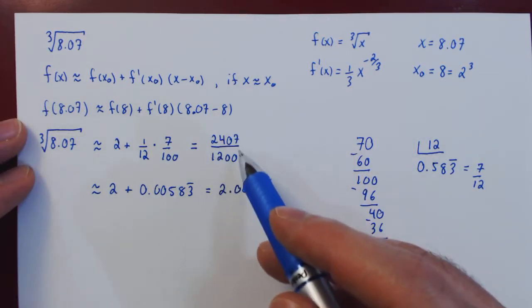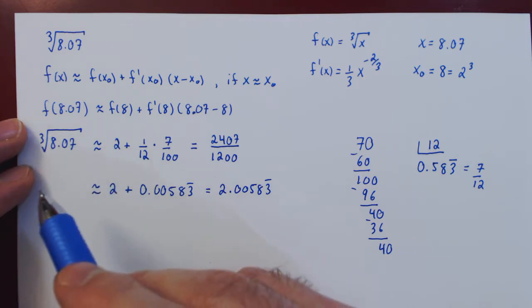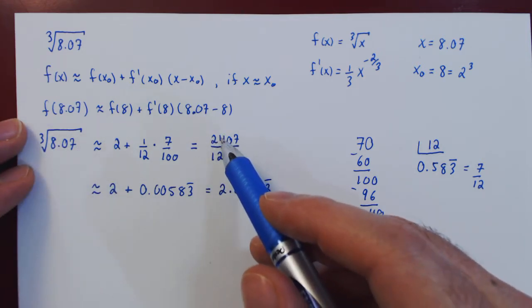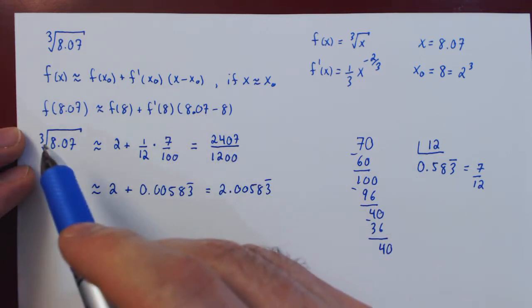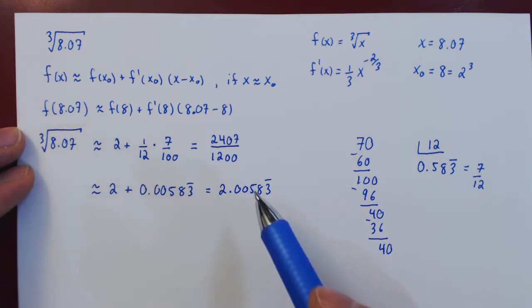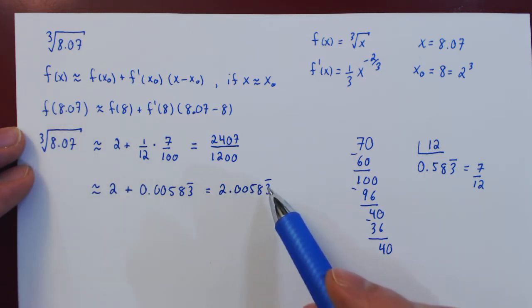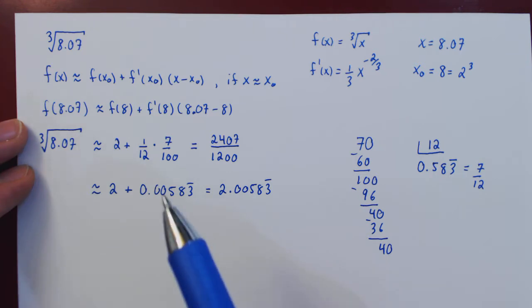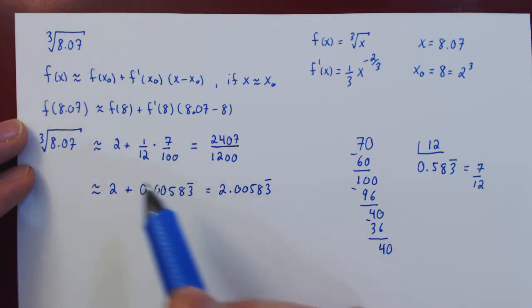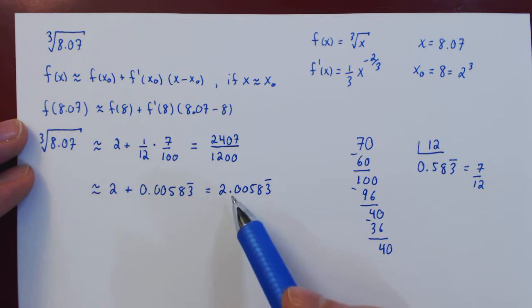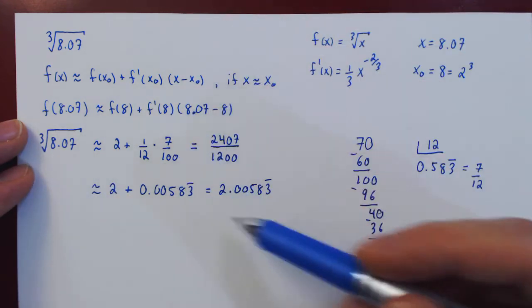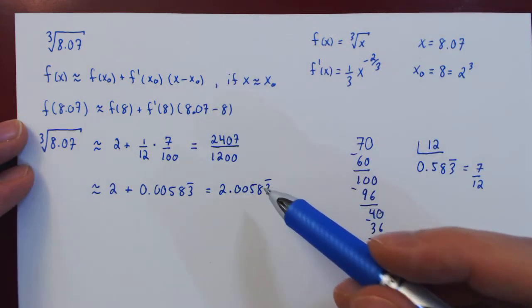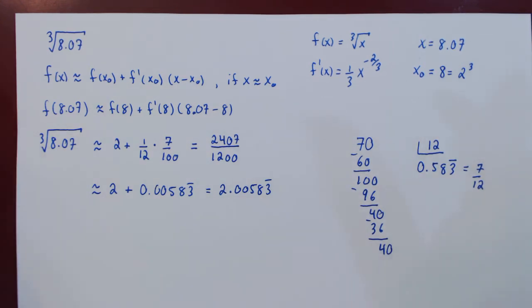And we now have our two approximations. As a rational approximation, the cube root of 8.07 is approximately 2407 over 1200. But much more intuitively in decimals, the cube root of 8.07 is approximately 2.00583 periodic. And you can use your calculator to verify that if you punch this into your calculator, that we have indeed found a very good approximation to the cube root of 8.07, where all the calculations that led us to this approximation were performed by hand. And that's it.